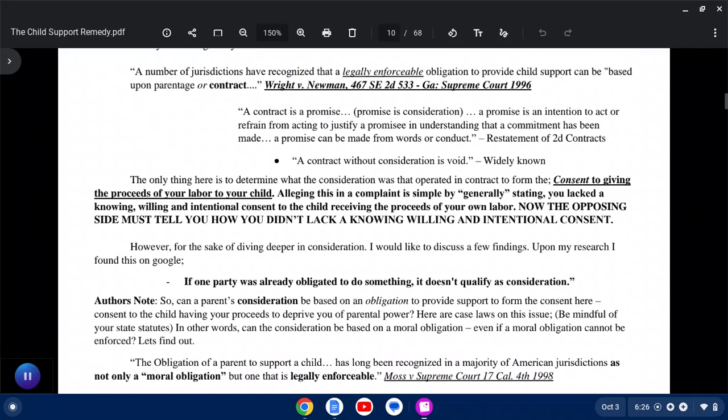A contract is a promise. A promise is consideration. A promise is an intention to act or refrain from acting, to justify a promise in understanding that a commitment has been made. A promise can be made from words or conduct.